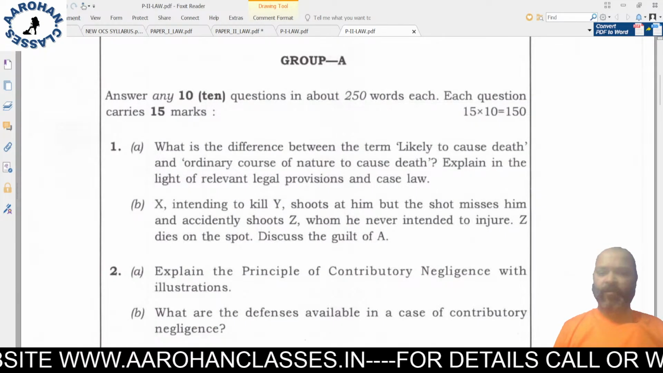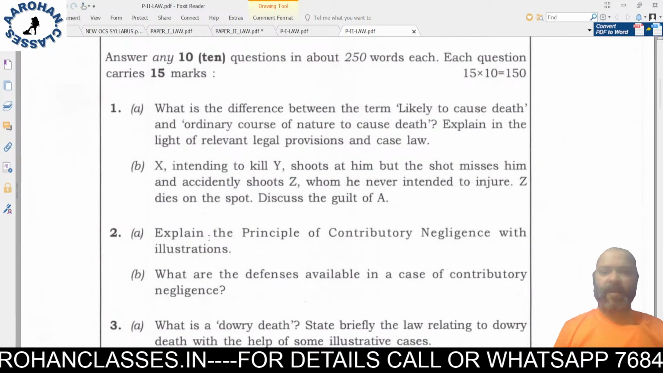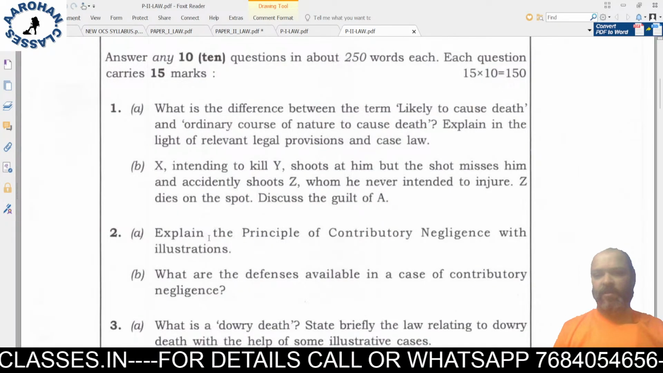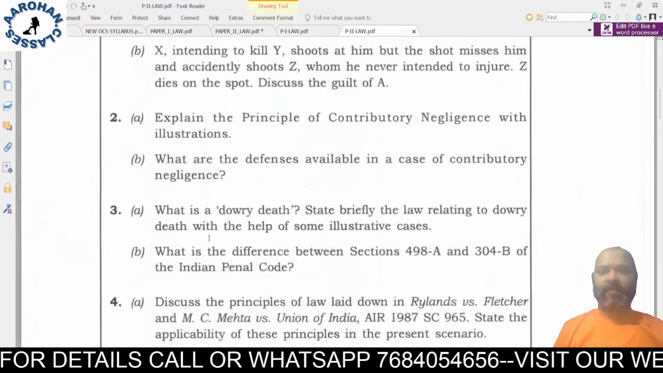X intending to kill Y shoots at him, but the shot misses him and accidentally shoots Z, whom he never intended to injure. Z dies on the spot. Discuss the guilt of A.